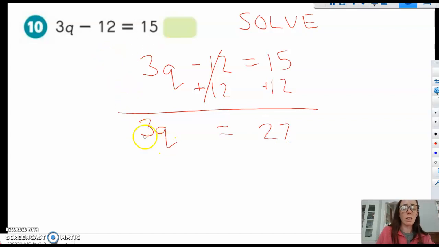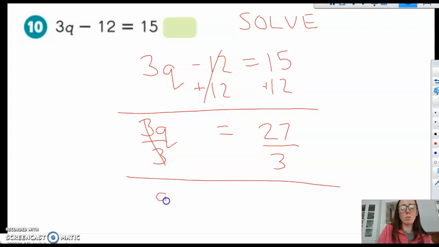Now, right here, I have 3 times q. I want to get q by itself, so I need to do the opposite of multiplying by 3, which is dividing by 3. Whatever I do on the left-hand side, I need to do on the right-hand side. The 3 divided by 3 cancels out, just 1. So now I just have q, 1q, and 27 divided by 3 is 9.